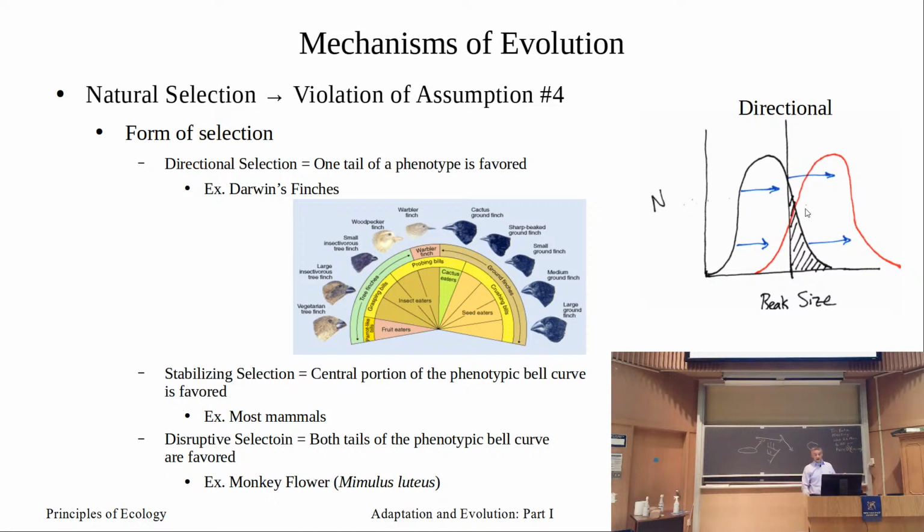We still have a range of beak size. We still have smaller beaks and larger beaks, all right? But most of our population is going to have that trait. So directional selection is that we see a gradual increase in our trait or a gradual decrease in our trait. That's our directional selection.